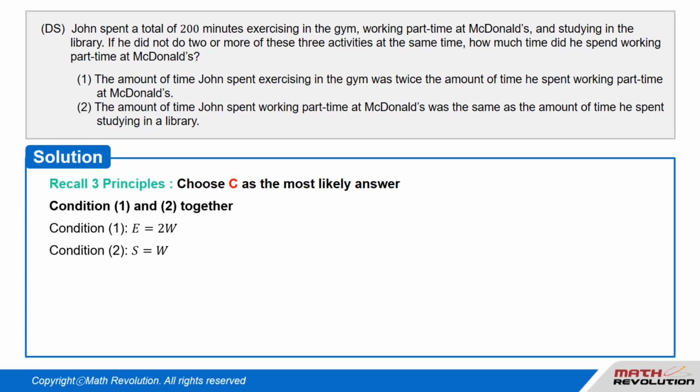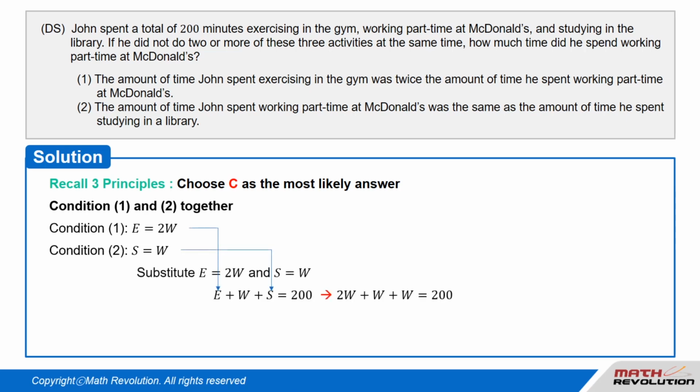Let's take a look at both conditions together. Condition 1 tells us that E equals 2 times W. Condition 2 tells us that S equals W. On substituting these values in terms of W in the original condition, E plus W plus S equals 200 gives us 2 times W plus W plus W equals 200. Combining like terms gives us 4 times W equals 200. Dividing both sides by 4 gives us W equals 50.